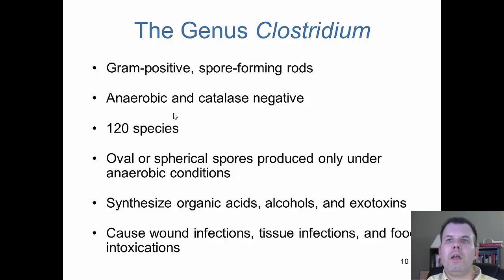That's where you're going to see it. Again, they're oval to spherical spores produced only under anaerobic conditions. They synthesize organic acids, alcohols, and exotoxins. And again, we find them in wound infections, tissue infections, and food intoxication. So we'll look at all these different things. And like I said, there's 4 main ones that we're going to look at today.